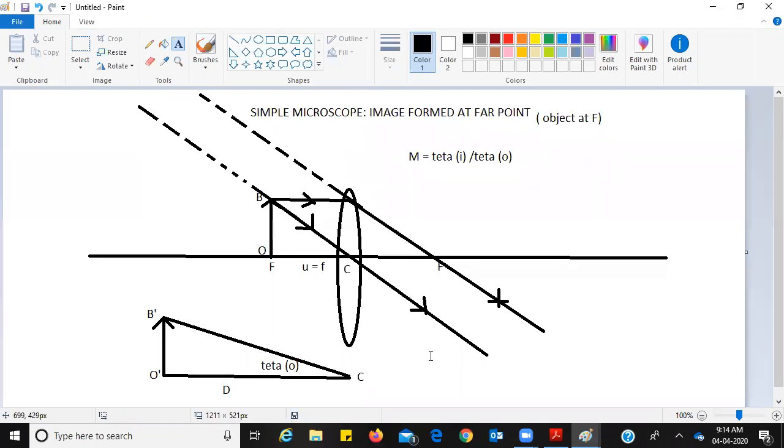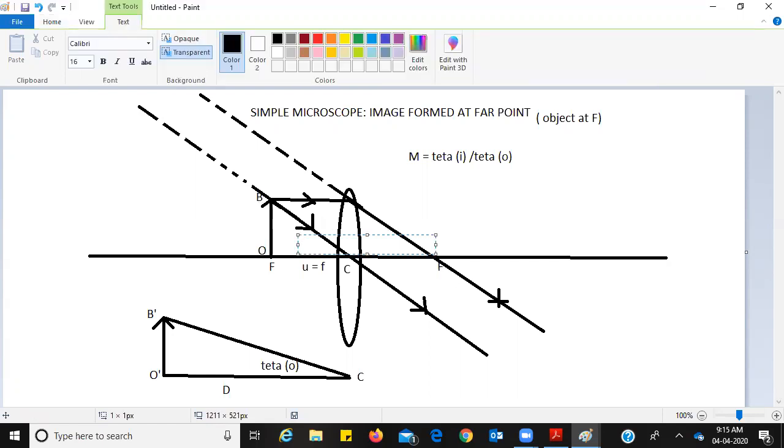Then how to find theta I? The image is formed at infinity. So from there, we can take BCO again. Even yesterday we had a big image, we didn't take it with respect to the image. We took the small triangle only. So this is a light ray coming from the image that makes an angle at C. So this angle will be theta I. You can get that from the small triangle. You don't want the real image, you only want the light ray from the image.